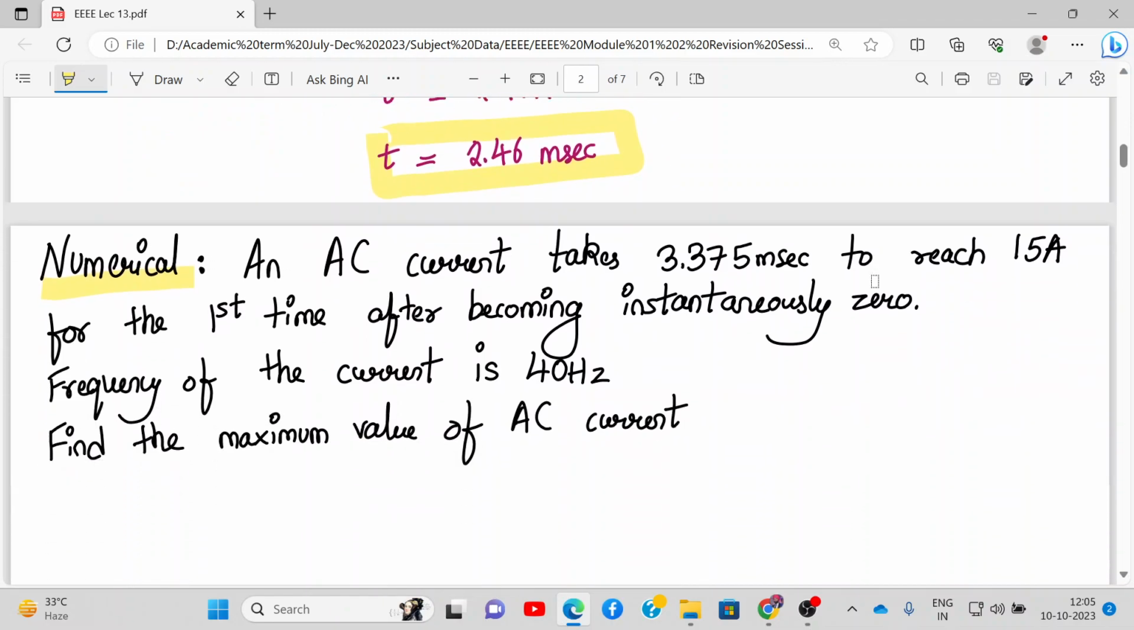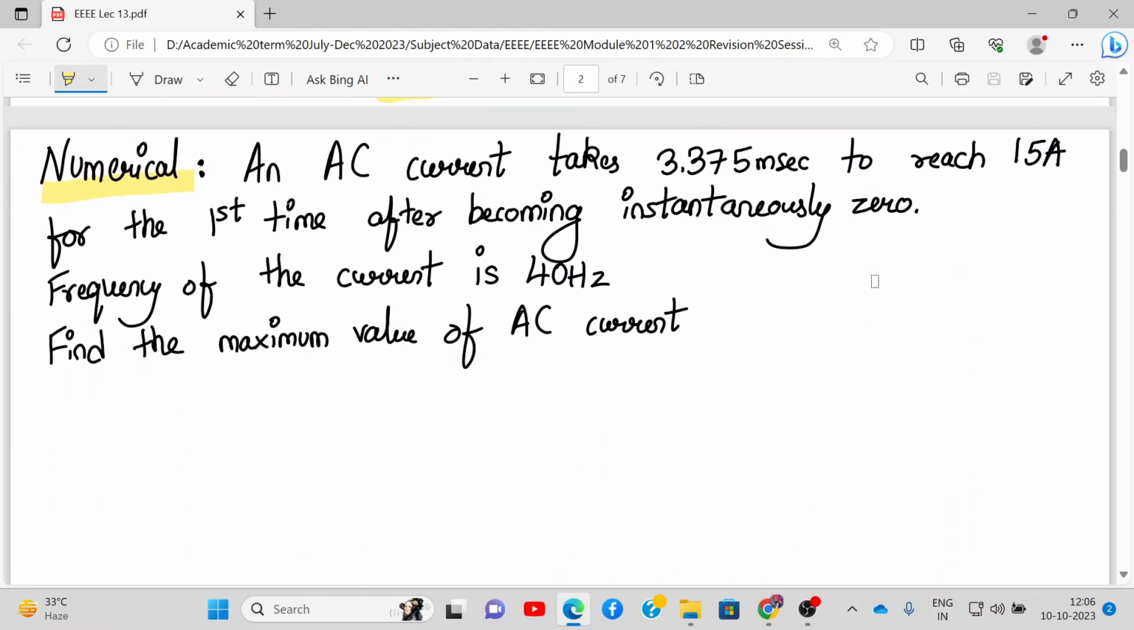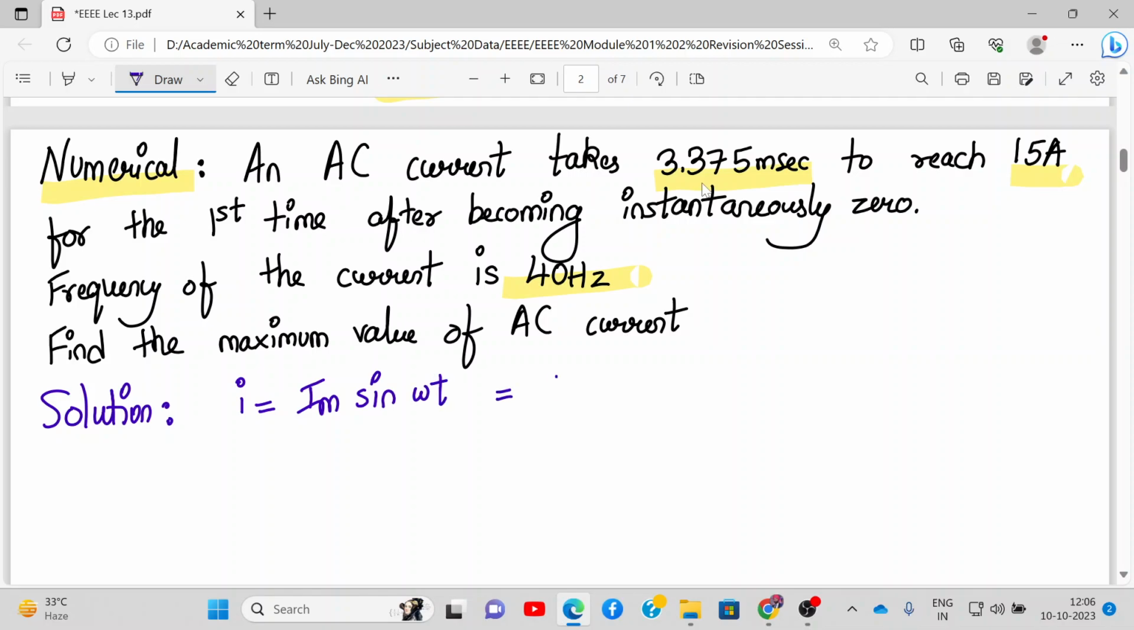Now let's go to another numerical. An AC current takes 3.375 millisecond to reach 15 amperes for the first time after becoming instantaneously zero. Frequency is given as 40 hertz. We need to find the maximum value of AC current. So let's start. Let us write the standard form: i equals Im sine omega t, so Im sine 2 pi f t.